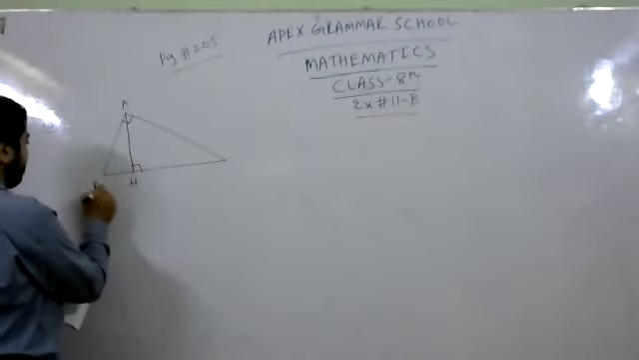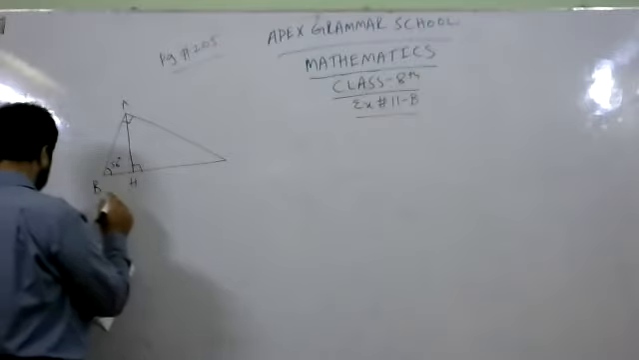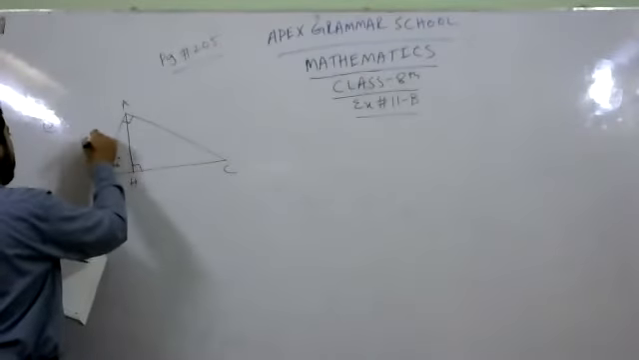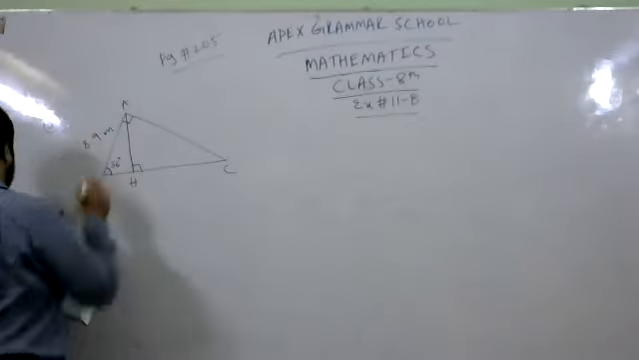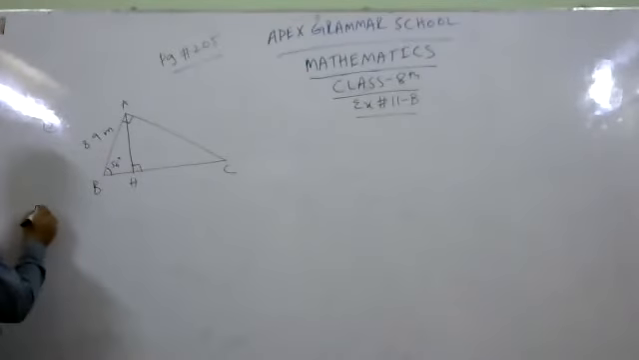This is B. That is 56 degree. And this is C. The AB side is 8.9 meter. We need to find the side AH and find the side HC.